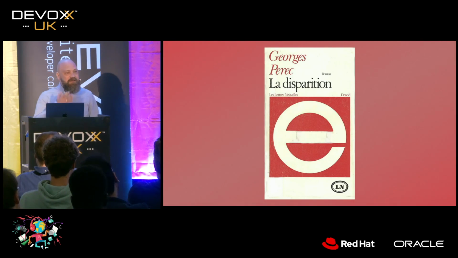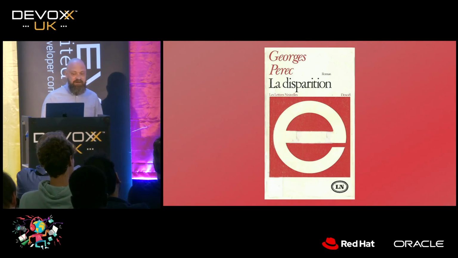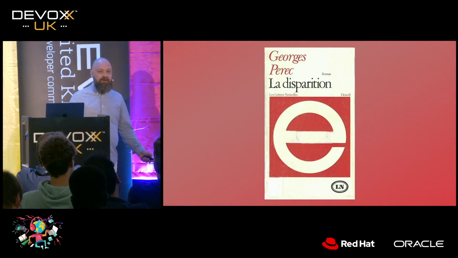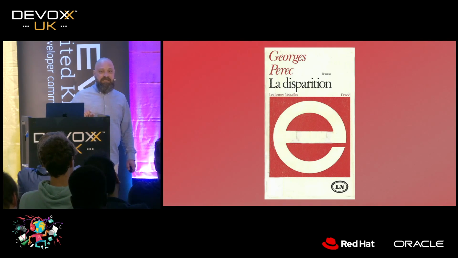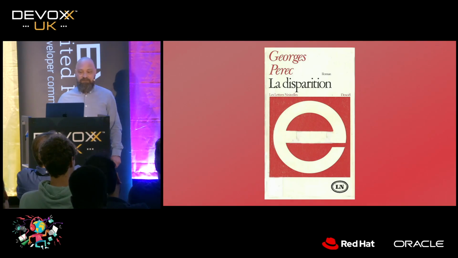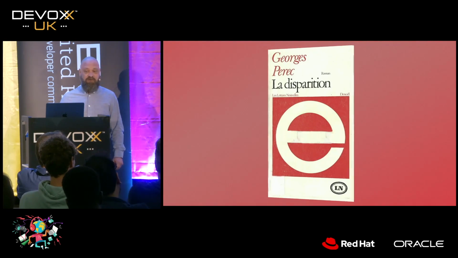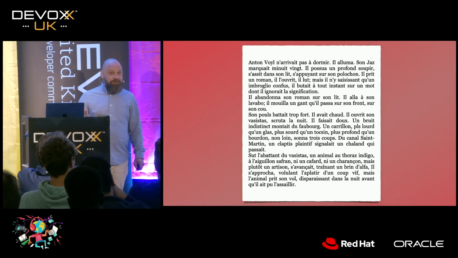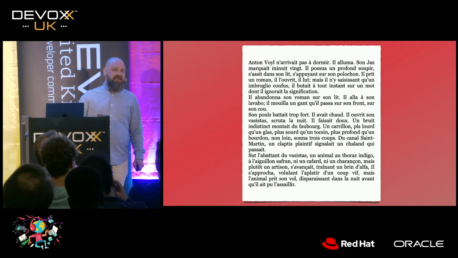And this was all inspired by when I discovered this book by Georges Perec, La Disparition, or A Void, which is called in English. It's a 300-page novel written in 1969 without using the letter E at all. And the letter E is the most common letter in the French language. So it's quite a feat to do that, write a 300-page novel. It looks like this. Without using the letter E at all.